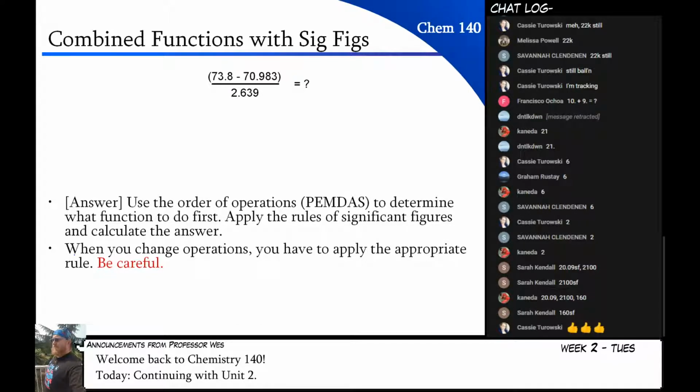So what's the first thing we would do with this problem? Well, I have a subtraction in parentheses on top of a division. We're going to do PEMDAS, right? Please excuse my dear Aunt Sally. That's what PEMDAS means, right? Parentheses, exponents, multiplication, division, addition, subtraction.